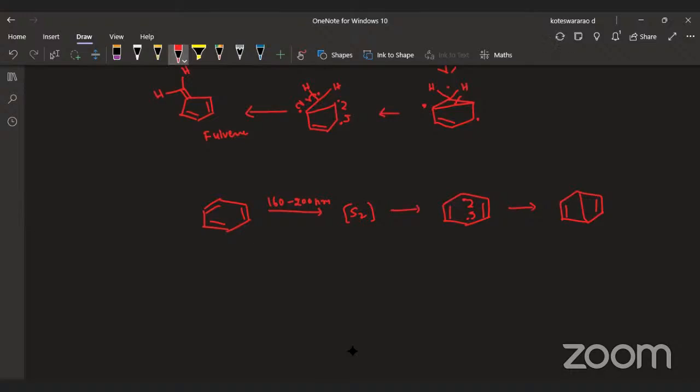Can be shown like this also. This is the planar structure. If we come into the, this is Dewar.